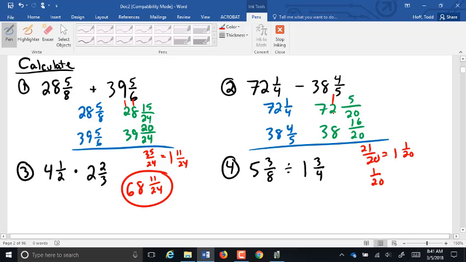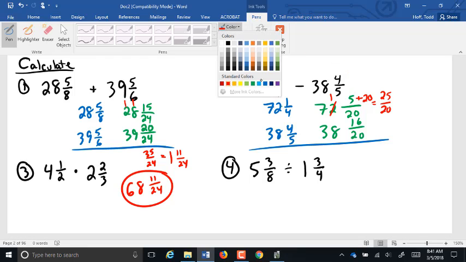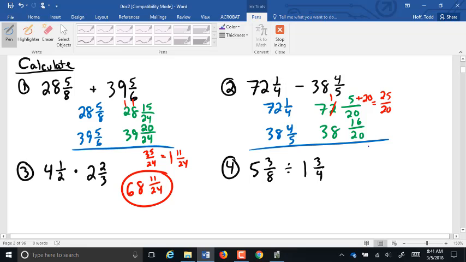Oops, what did I do wrong there? We're not adding, we're subtracting. 5 minus 16 is not possible, so we have to borrow. This becomes 1, and this becomes... Remember, we have to add whatever the denominator is. So it'll be 25 20ths. 25 minus 16 is 9 20ths. We have to borrow here to make that 11 and this 6. 11 minus 8 is 3, and 6 minus 3 is 3. So 33 and 9 20ths.